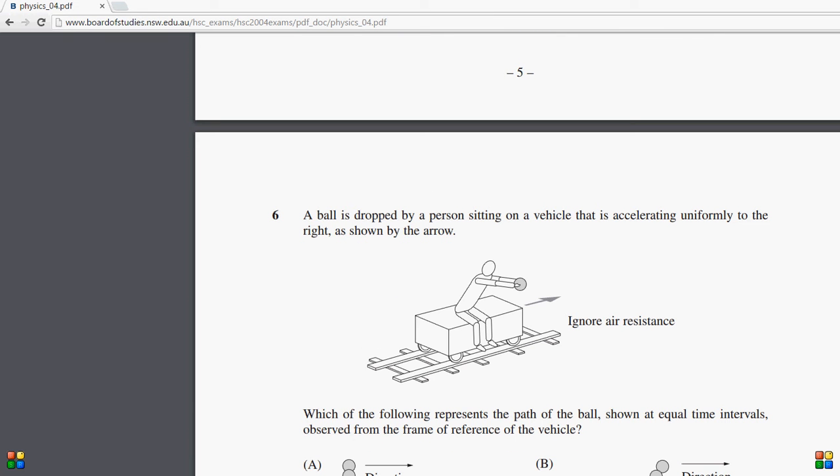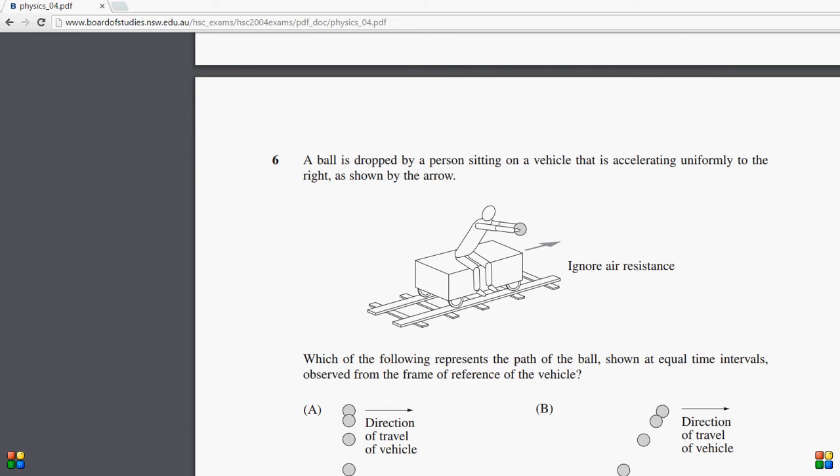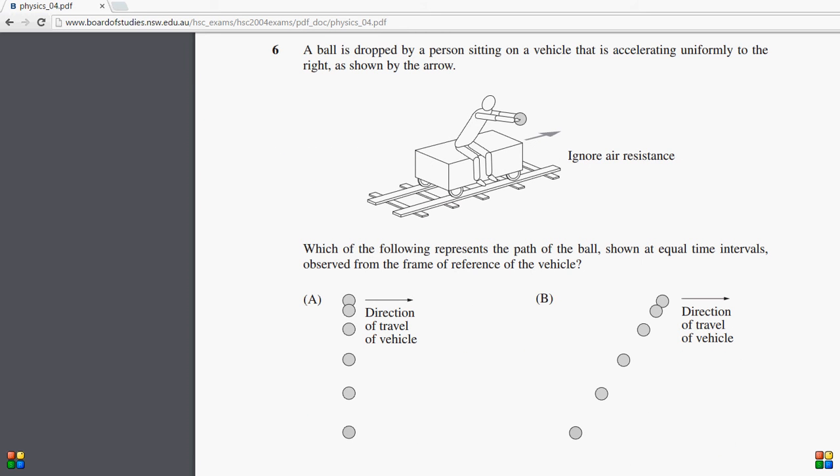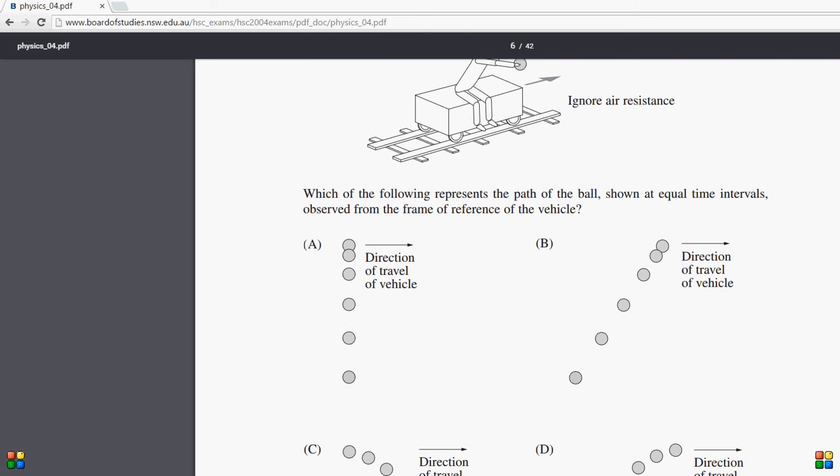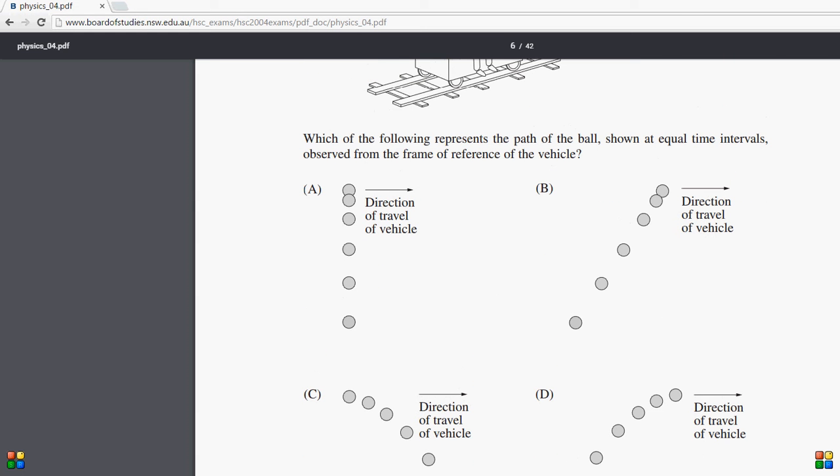Alright, a ball is dropped by a person sitting on a vehicle that is accelerating uniformly to the right, as shown by the arrow. Which of the following represents the path of the ball shown at equal time intervals observed from the frame of reference of the vehicle? So, accelerating uniformly. So it can't be A, because then we're in the same inertial frame of reference. This would be if we had uniform velocity. So it's not A. So it can either be B, C, or D.